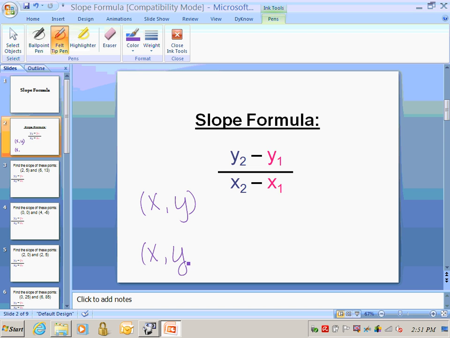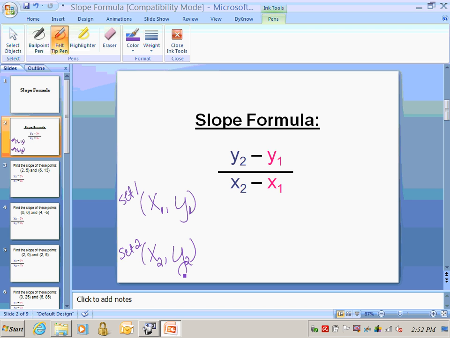because we need 2 points on a graph in order to make the line. So when we have those 2 points, we're going to call them the first ordered pair x1, y1, because this is set 1. The second ordered pair we're going to call set 2, and we're going to call it x2, y2.